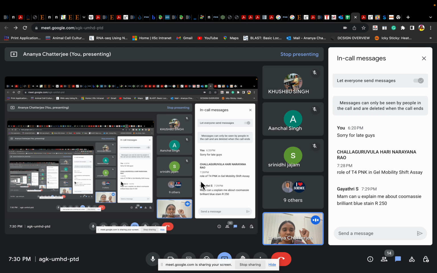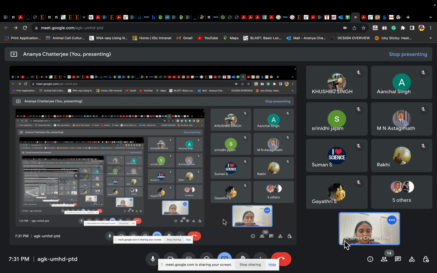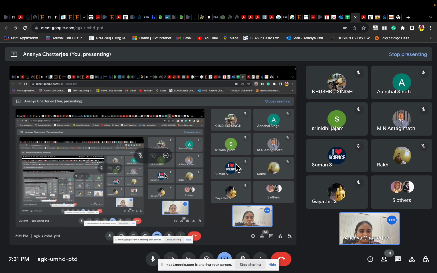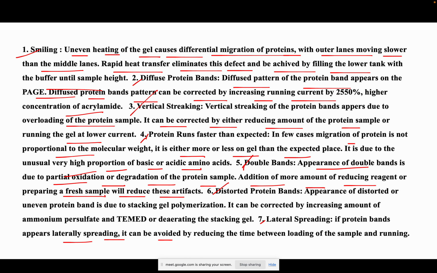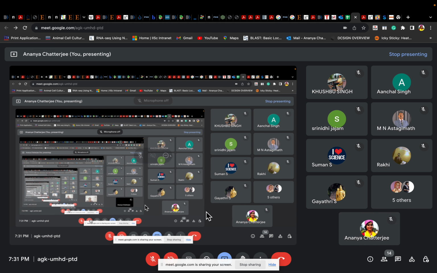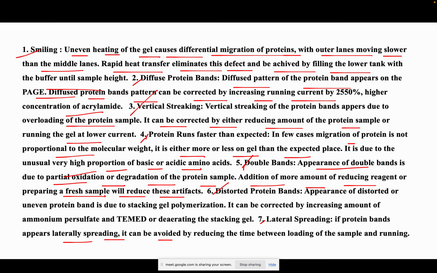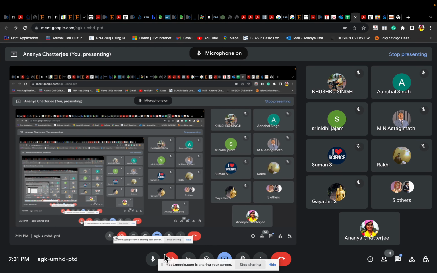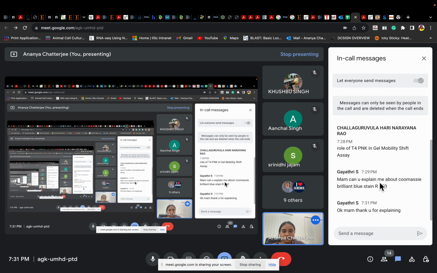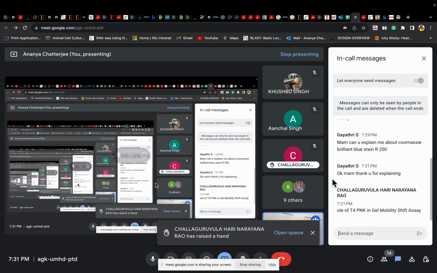If you want to know the reaction between CBB and your protein, which amino acid and which group of the amino acid the CBB is binding, I will cover the reaction mechanism in the next class. Any other question? Okay, I'll be explaining Coomassie Brilliant Blue again with the reaction mechanism in the next class. Hari Narayana, if you have any question, please write it down.